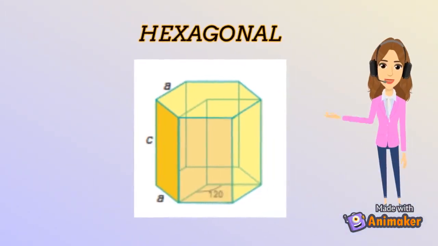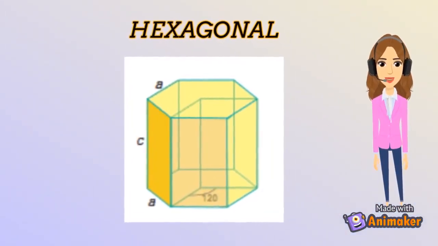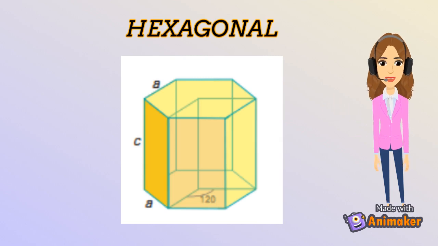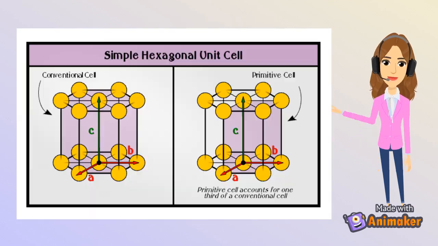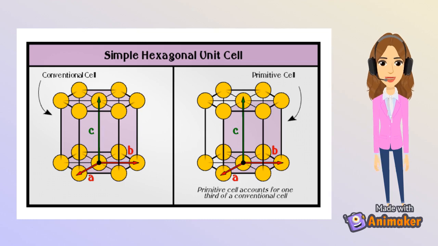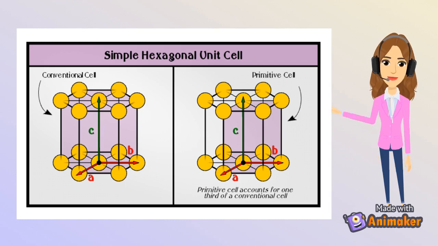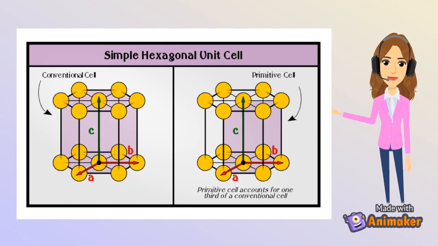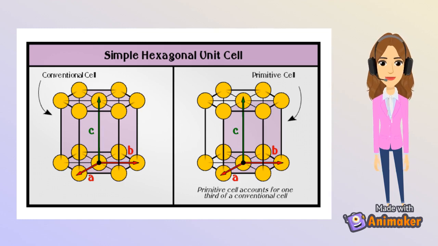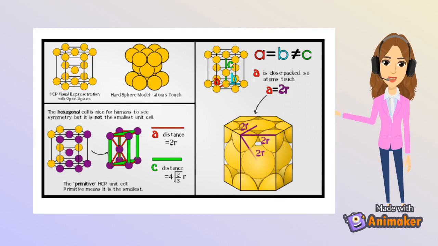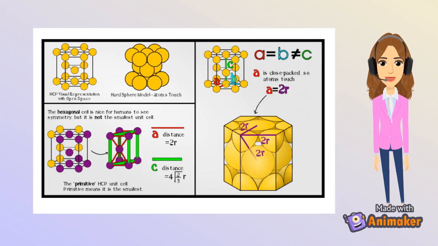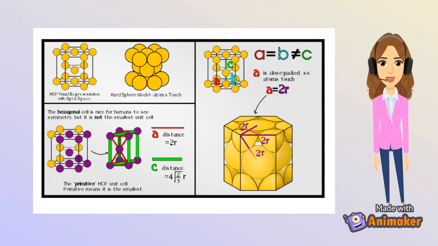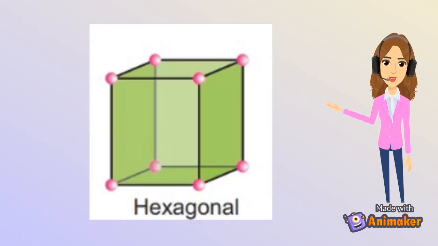In the hexagonal system, the components of crystals have 4 axes. 3 of them are of equal length and set at 120 degrees to one another, separated by equal angles, and lie in the same plane. And the 4th axis is perpendicular to the plane of the other axes. And hexagonal cells have lattice points in each of the 6-sided faces.